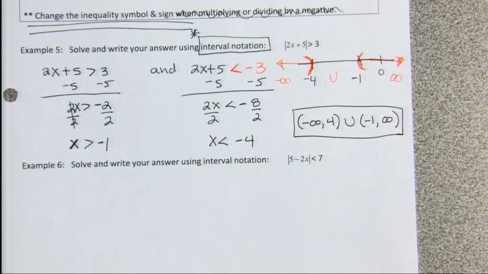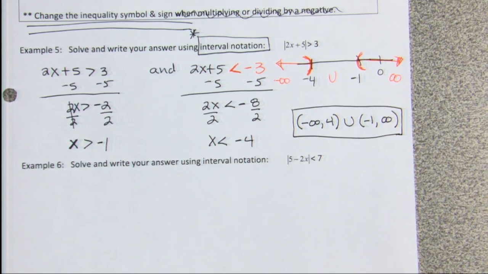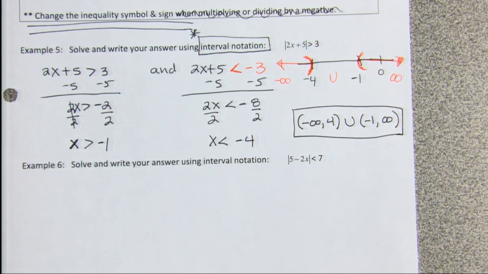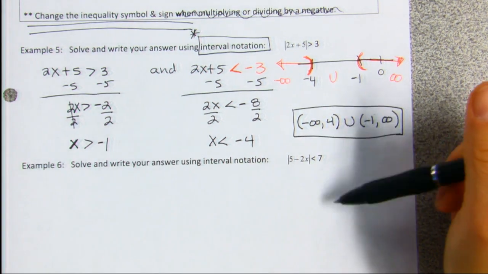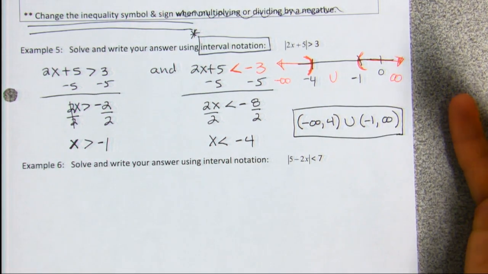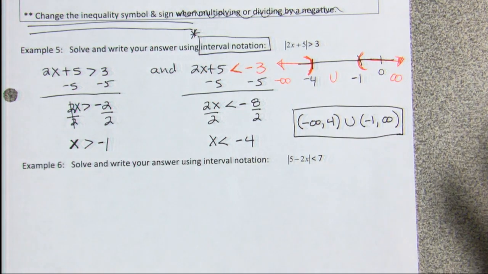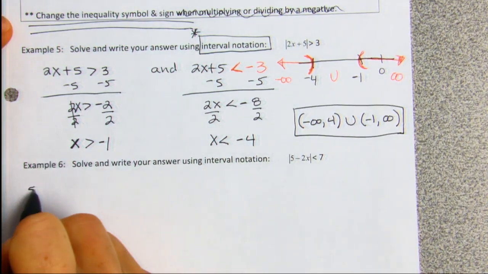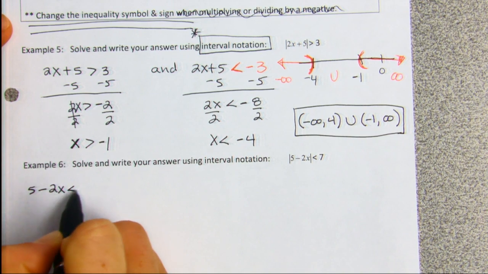The next example is literally, just so that we've done two of them together, so you see that you're going to do the same thing. It's a different equation, but we have absolute value brackets. Over here on this other side of the inequality, it's positive, so we can work with this, right? So we're going to say 5 minus 2x is less than 7.